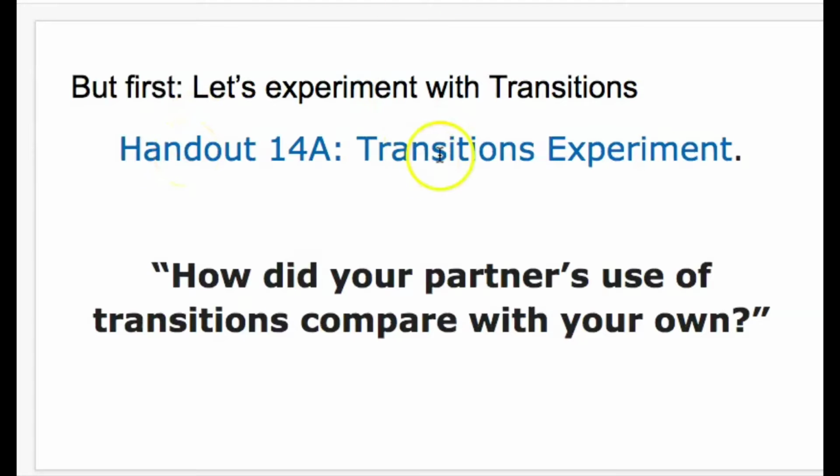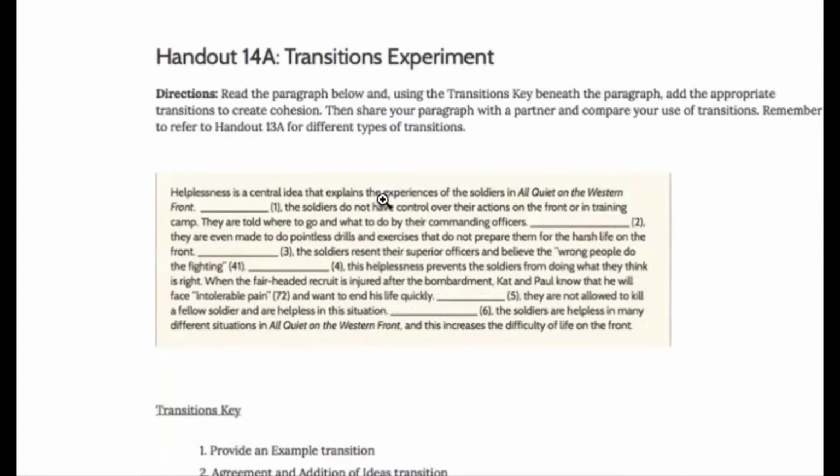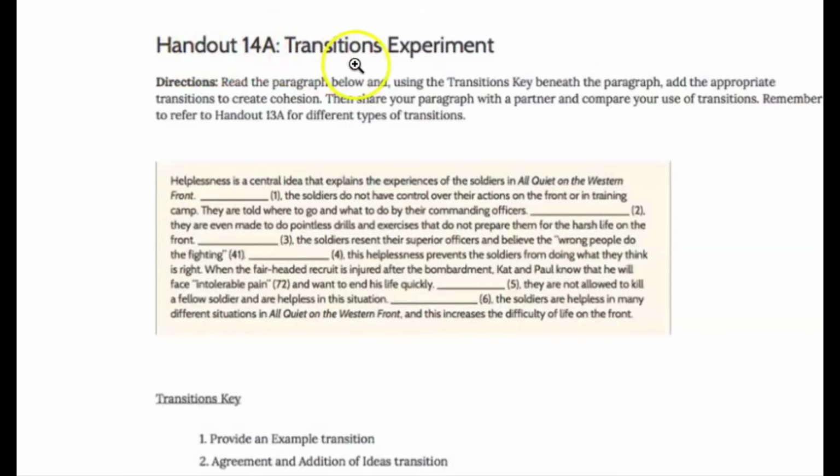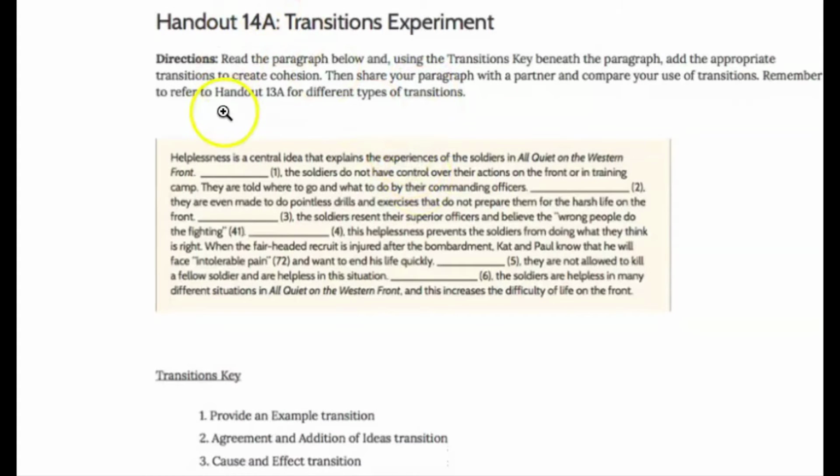On handout 14A, you are going to see a transition experiment. You're going to read the paragraph below, and using the transition key that you see, you're going to decide which transition goes in each numbered box or numbered line, and then share your paragraph with a partner, maybe a parent or relative, and remember to refer to your handout 13A for different types of transitions.